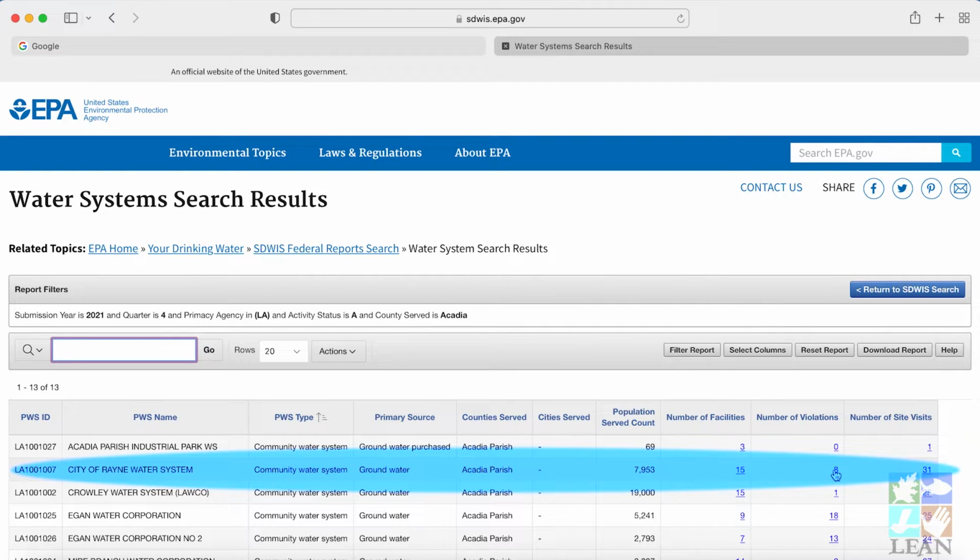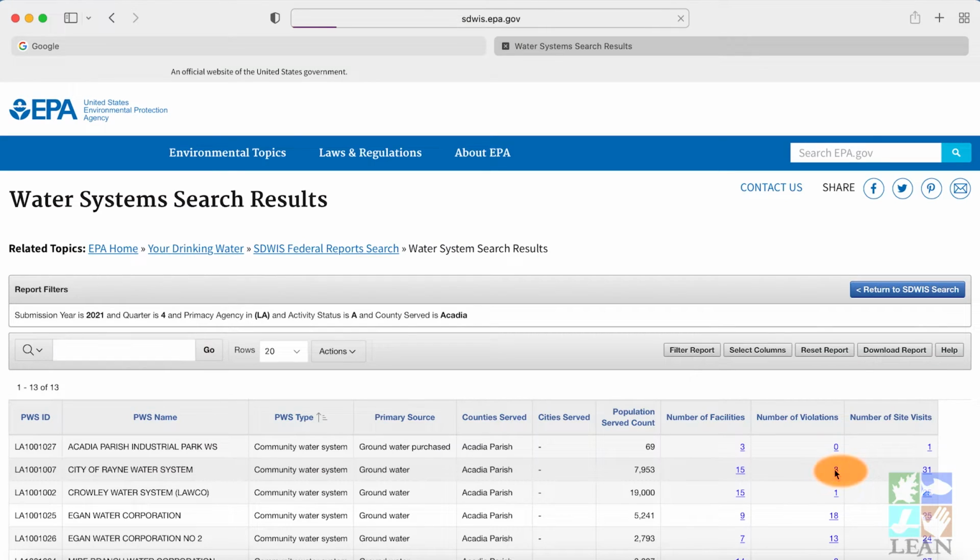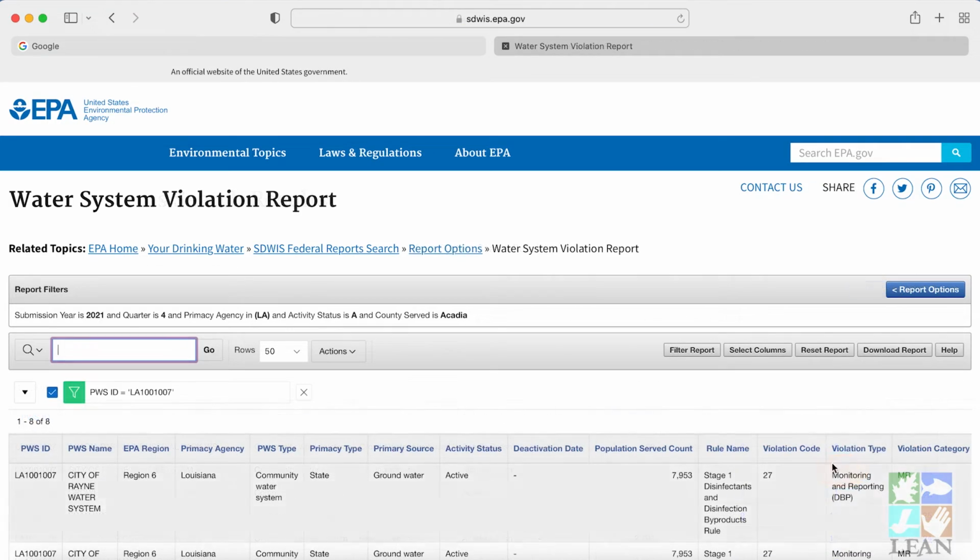And what I'm really interested in learning about is the number of violations, and specifically what those violations are, because it's the violations that are going to tell you what potential contaminants may be in your water, and that's what's going to inform what kind of water treatment system you purchase for your home. So I'll click on number of violations, and you can go down.